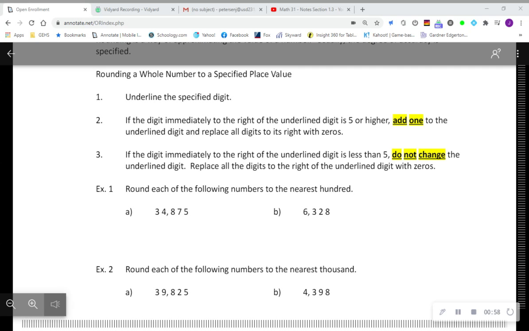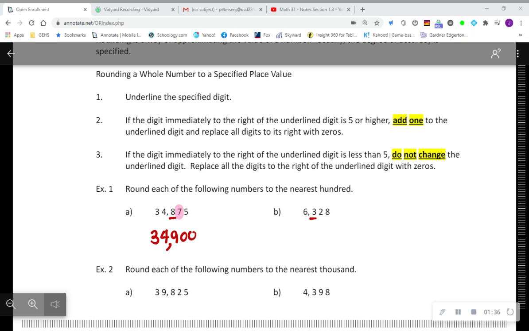Okay, so let me dive right into this. We're supposed to be rounding to the nearest hundred, so I'm going to underline the hundreds column in both of these examples. There's an 8 in that column and a 3 in that hundreds column. In the first example, where we have a 7 next door to it, that indicates to us that we need to round that 8 up to 9. So it's going to be 3, 4, 9, and everything else turns into zeros. So that number rounds to 34,900 instead of 34,800, which would be the only other choice.